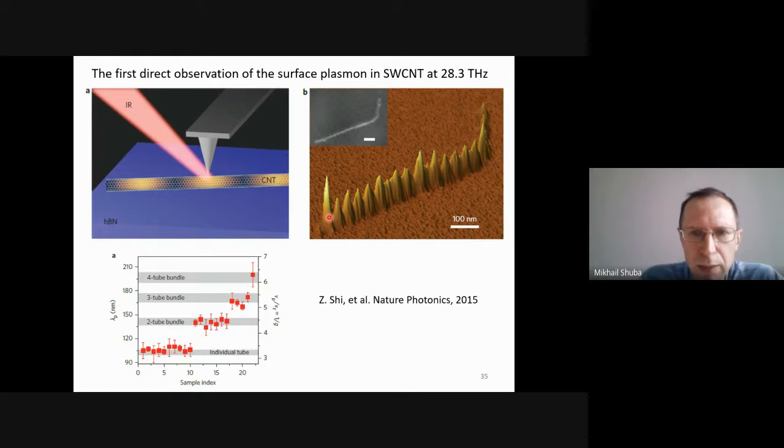So in this way they obtain this picture, and from this picture it's possible to estimate the wavelength of the surface wave in carbon nanotubes. And what they found is that the wavelength of the surface wave is quite small, and if they study a two-tube bundle and a three-tube bundle, the wavelength in this case is larger, and it is quantized.